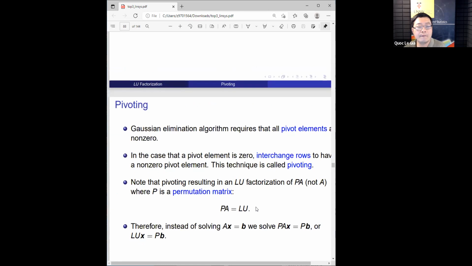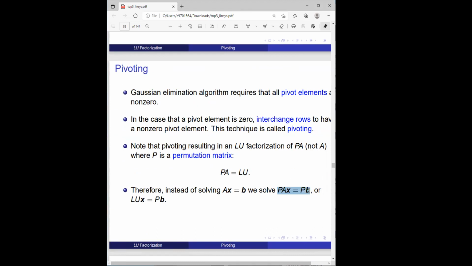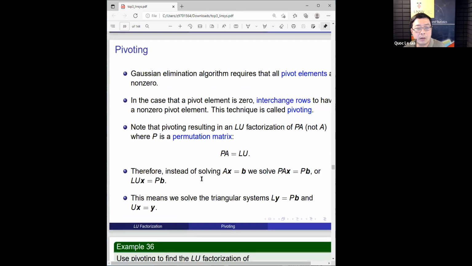Now instead of solving AX equal B, you solve PAX equal PB, because you multiply P on the left on both sides. Then you replace PA by LU, so LUX equal PB. Then you solve LY equal PB, and then you solve UX equal Y.